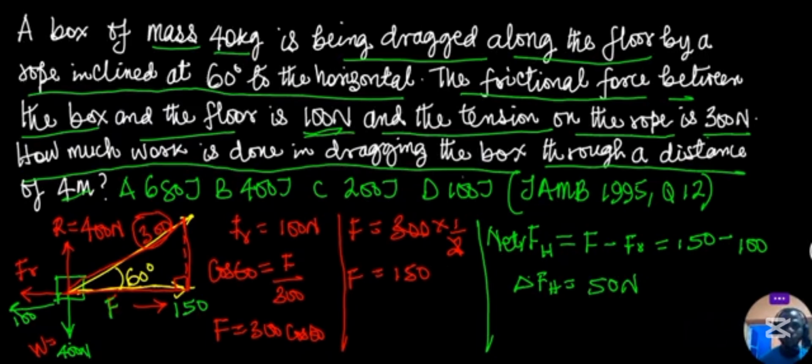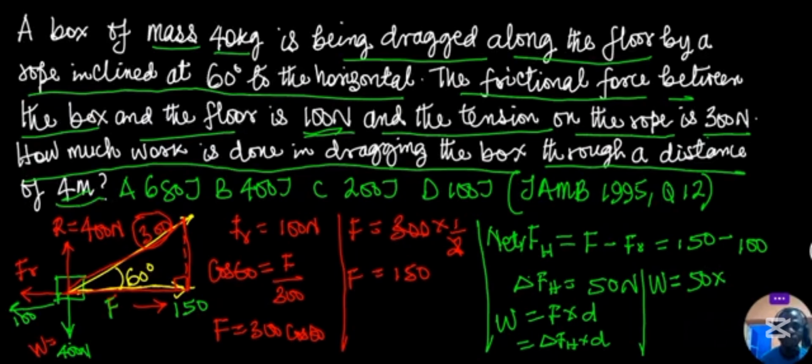And of course, work done in dragging the box, work is equal to force times distance. So the work now is the net horizontal force times distance. Our net force is 50 and the distance is 4 meters. That will give us 200 joules. That is option C.